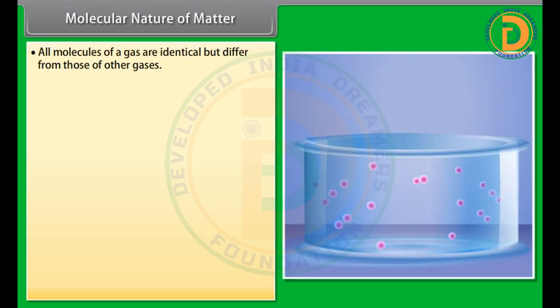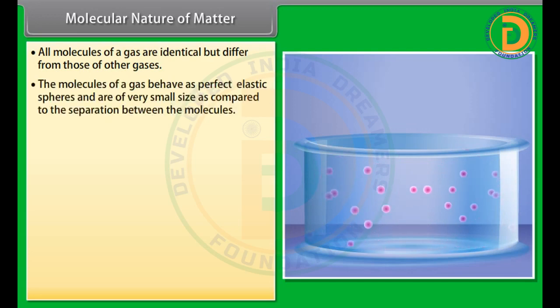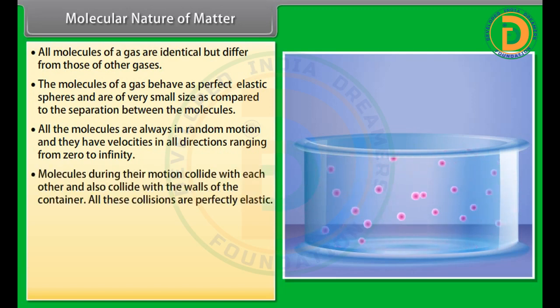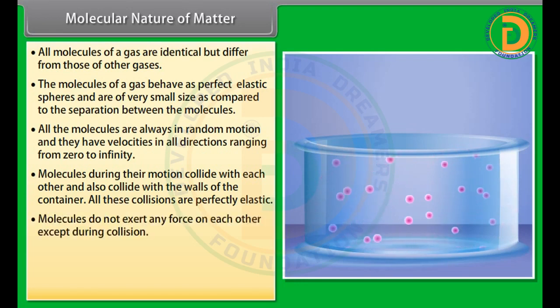All molecules of a gas are identical but differ from those of other gases. The molecules of a gas behave as perfect elastic spheres and are of very small size as compared to the separation between the molecules. All the molecules are always in random motion and they have velocities in all directions ranging from 0 to infinity. Molecules during their motion collide with each other and also collide with the walls of the container. All these collisions are perfectly elastic. Molecules do not exert any force on each other except during collision.